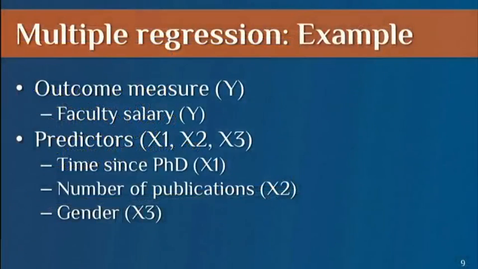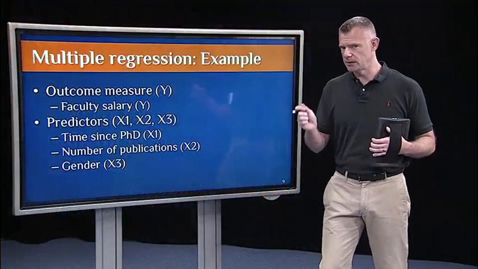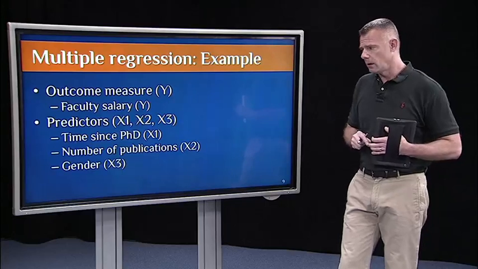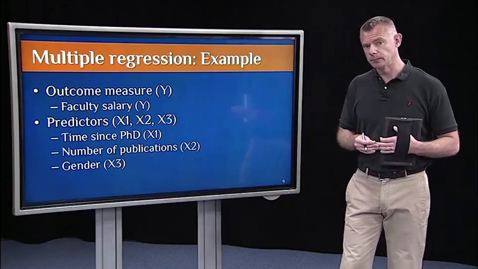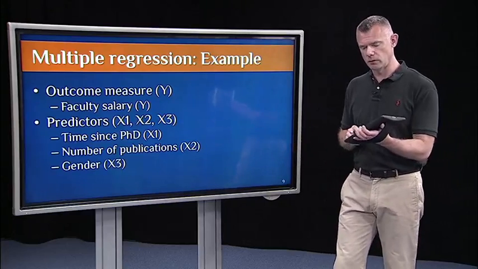So we could expect probably a positive correlation between number of publications and salary, and possibly gender. Unfortunately, particularly in the past, but even to this day, there's some slight gender inequity. You might see a difference between men and women. So we could look at that in this regression equation.